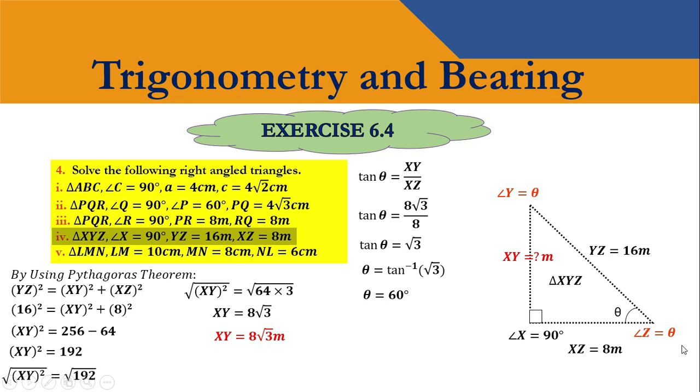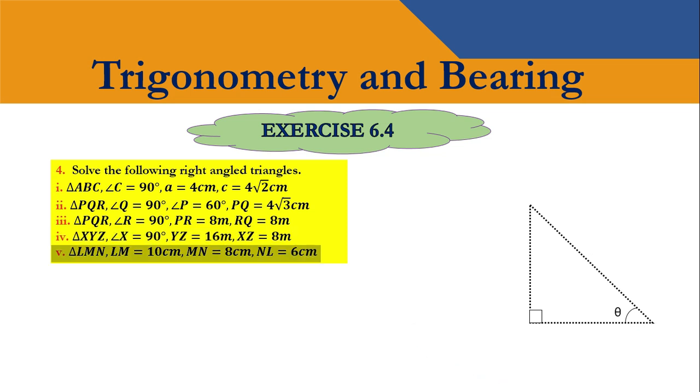Now we have two angles of this triangle. To calculate the third angle, subtract from 180 degrees. So 180 minus 90 degrees and minus 60 degrees. This will be the remaining angle of this triangle.